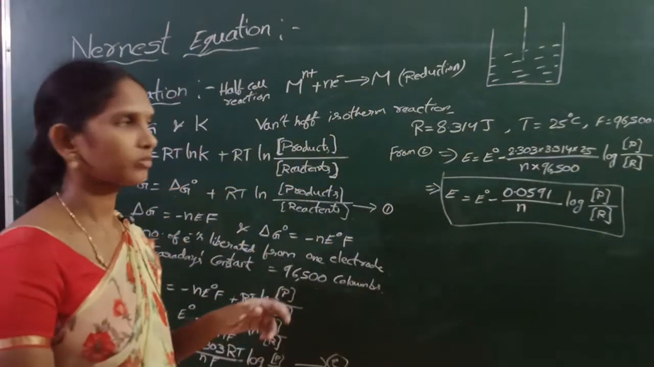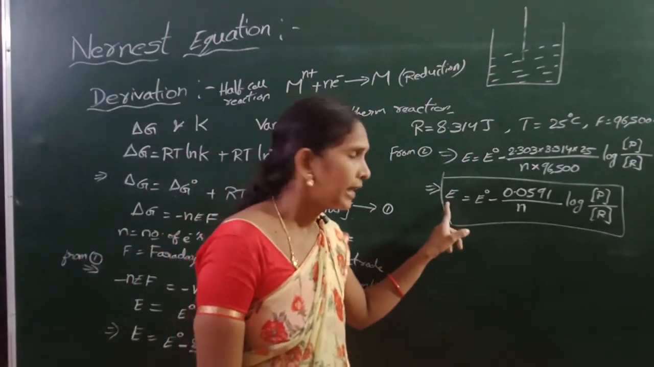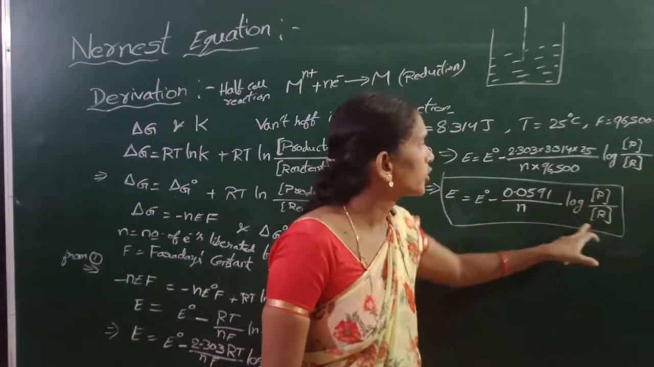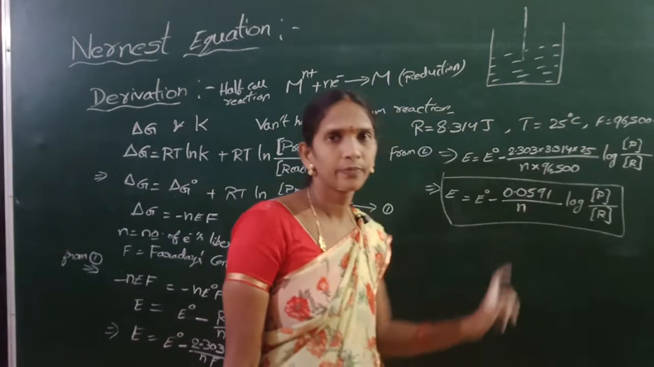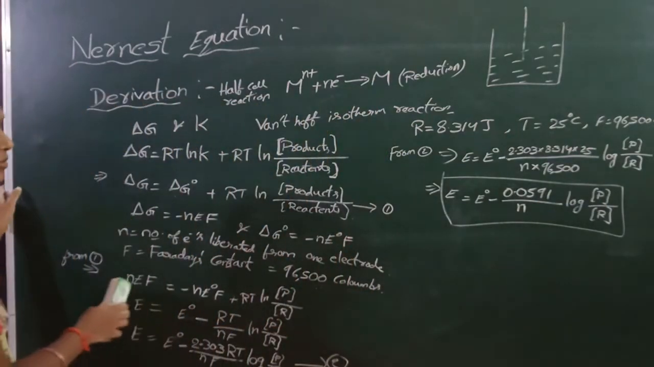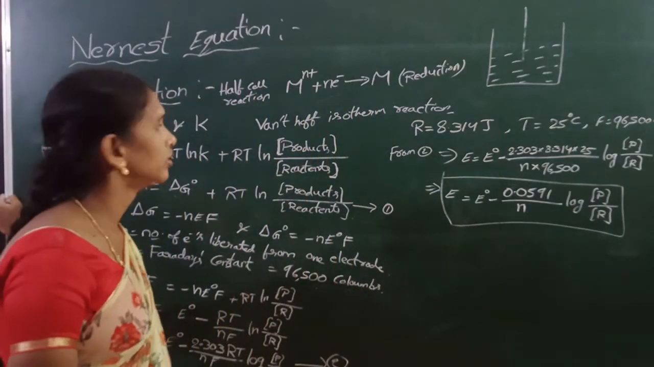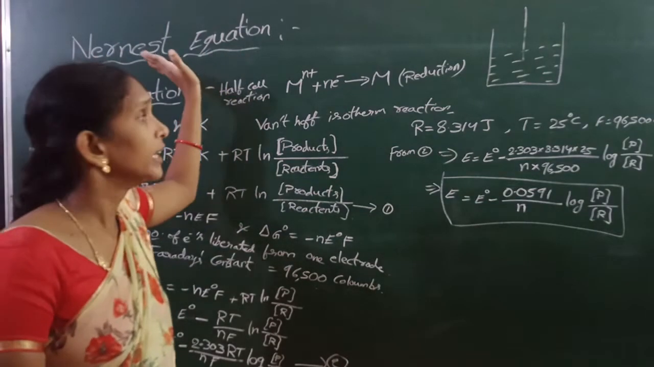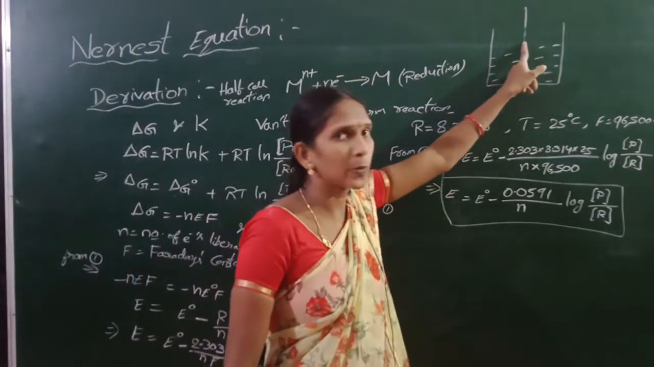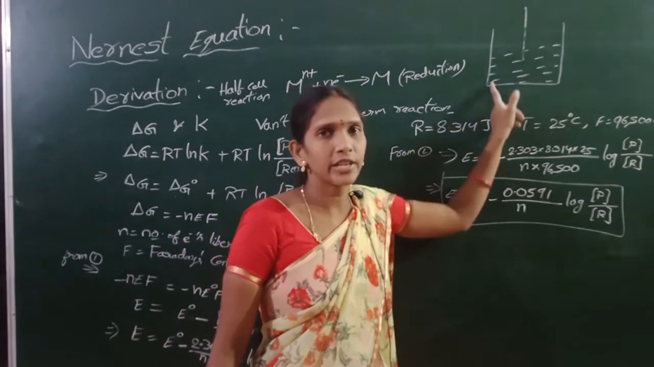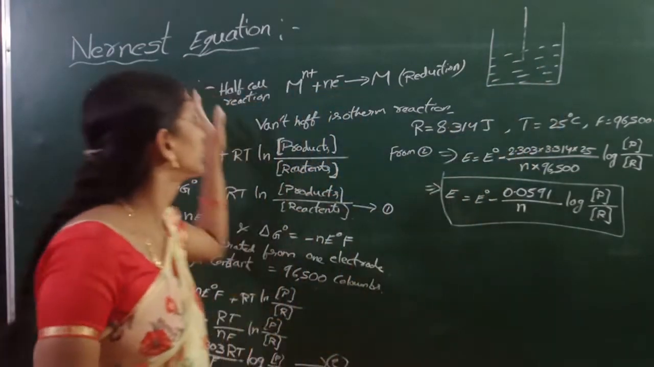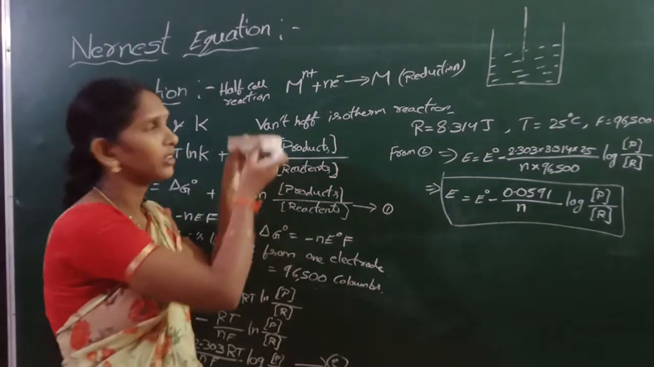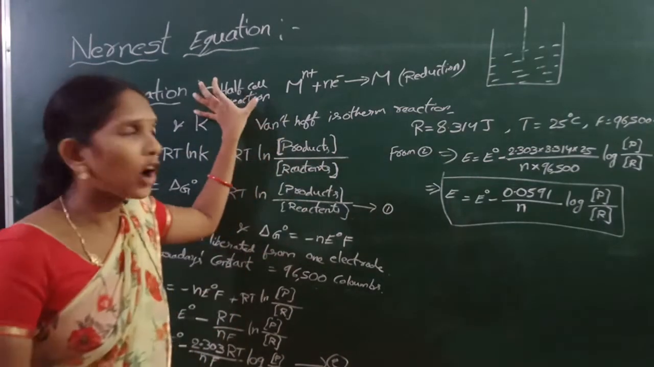Okay, this is the relation between electrode potential and concentration of the electrolyte solution. Next, this is the Nernst equation. The Nernst equation means the relation between electrode potential and concentration of the electrolyte solution. Next, derivation. In this derivation, first we consider the half cell reaction.